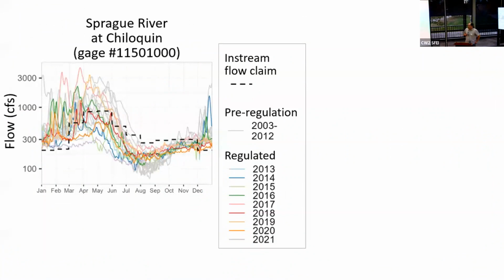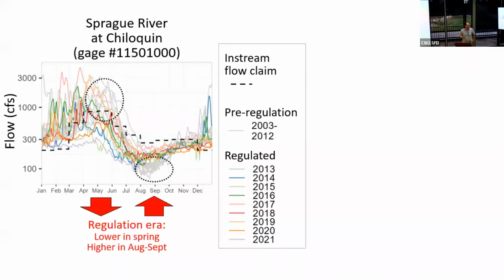For our analysis, we looked a lot at the stream flow gauge data. This plot here shows an example for Sprague at Chiloquin, where the dashed black line is the Klamath Tribes in-stream water right. The gray lines are the pre-regulation era, and the different colored lines are some years in the regulated era. You can see those gray lines poking up above in the springtime, in May and June, during the pre-regulation era.